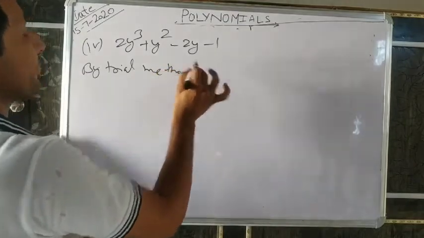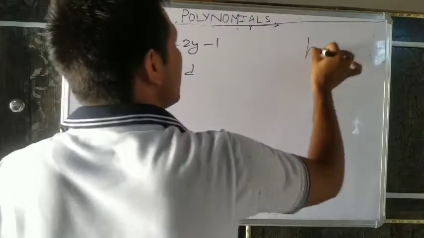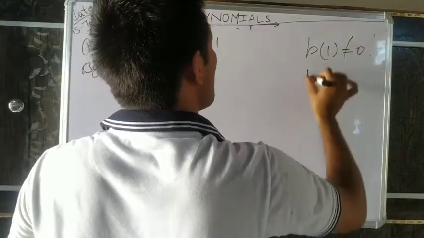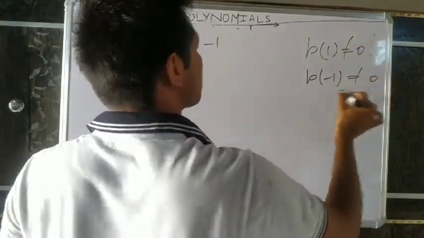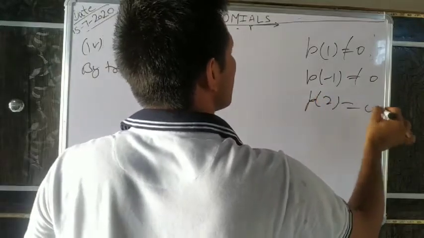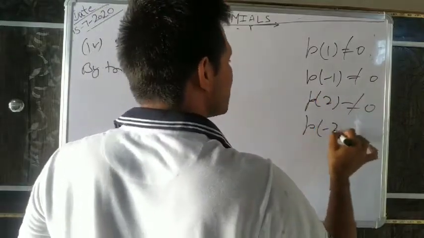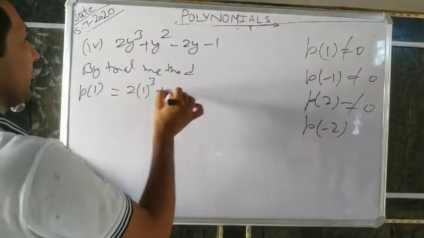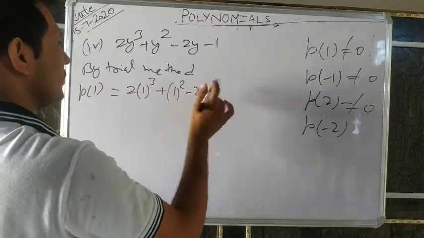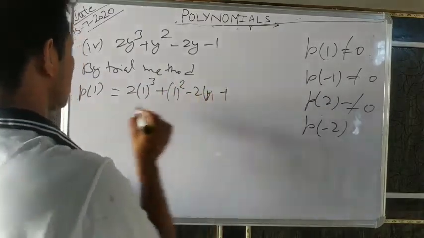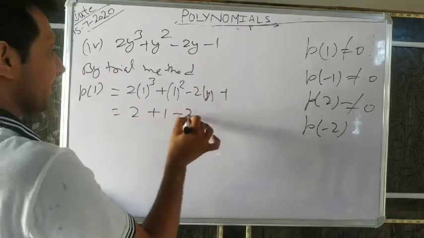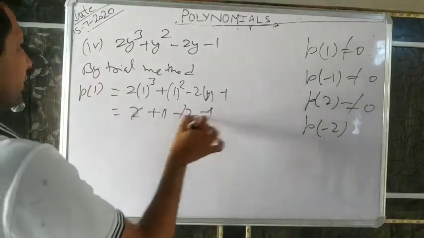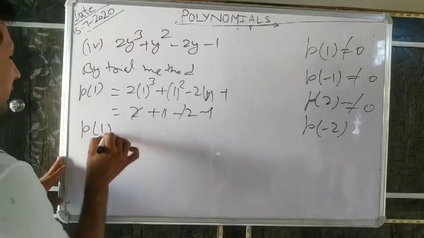It is a cubic polynomial. By trial method, first we will put 1. If p(1) is not 0, then we will put minus 1. If here is also not 0, we will put 2. Here also not 0, then minus 2. Like this we will calculate. So p(1) is 2 times 1 cube plus 1 square minus 2 times 1 minus 1. So what is 2 plus 1 minus 2 minus 1, and it becomes 0. So p(1) equals 0.